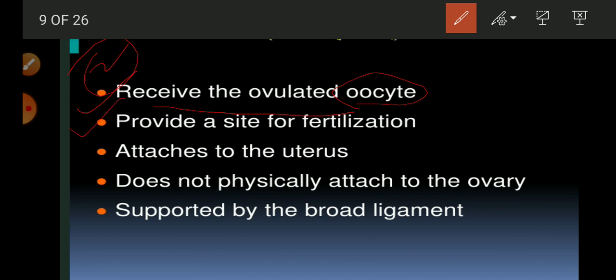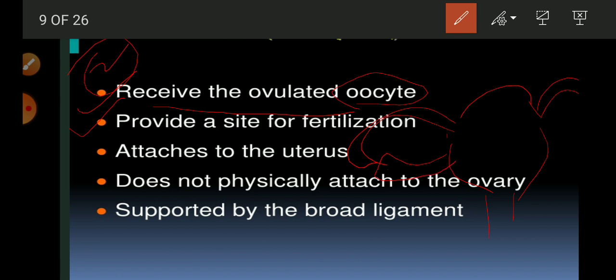It provides a site for fertilization, because fertilization occurs in the tube. For example, this is a tube, this is an ovary. On both sides the tubes are present, and here the uterus is present, here the ovaries are present.